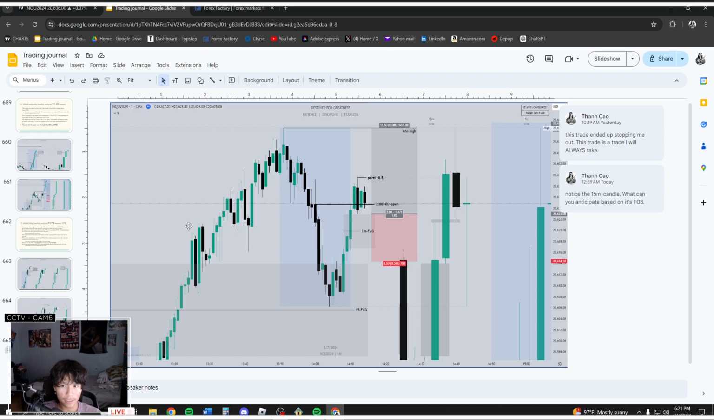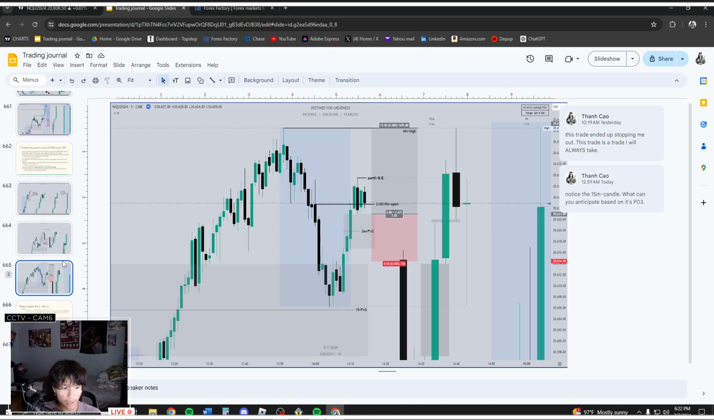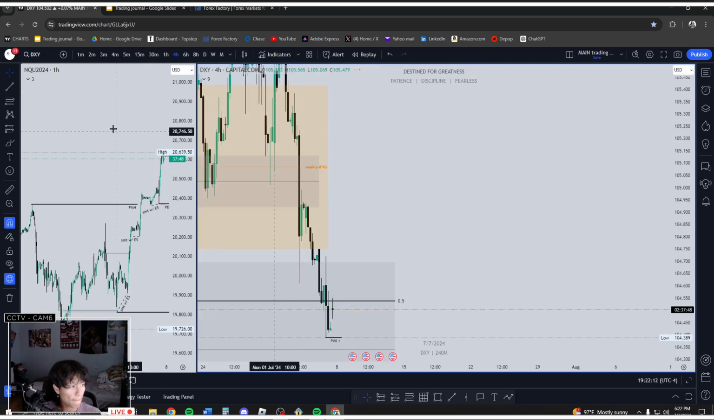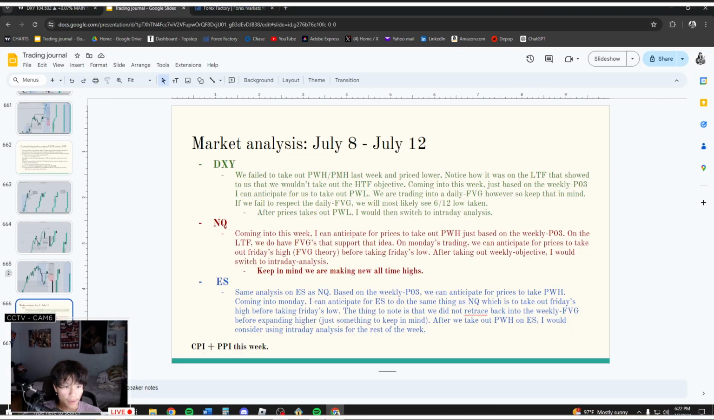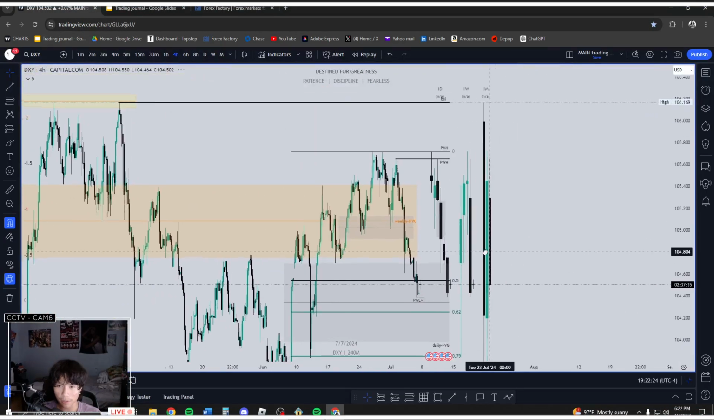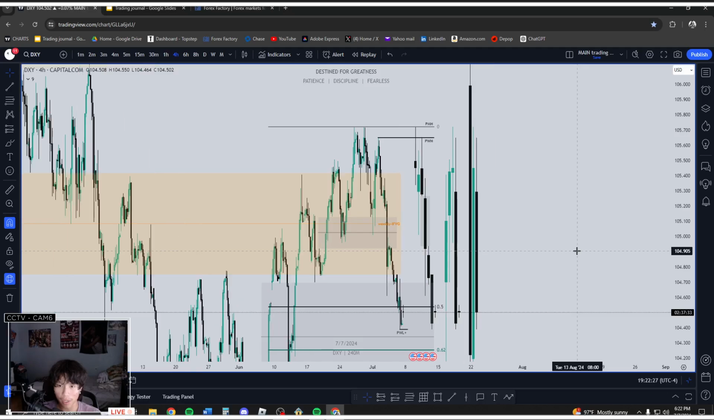All right, so that is my brief recap over this week's trades, and here is my analysis for next week. All right, so the first thing I do want to start off with is the dollar index.